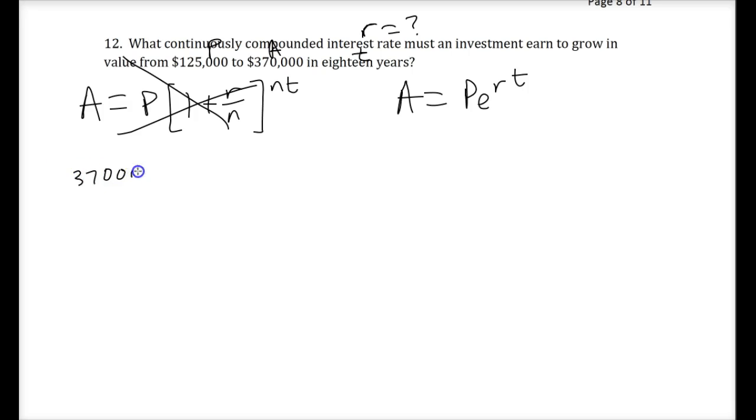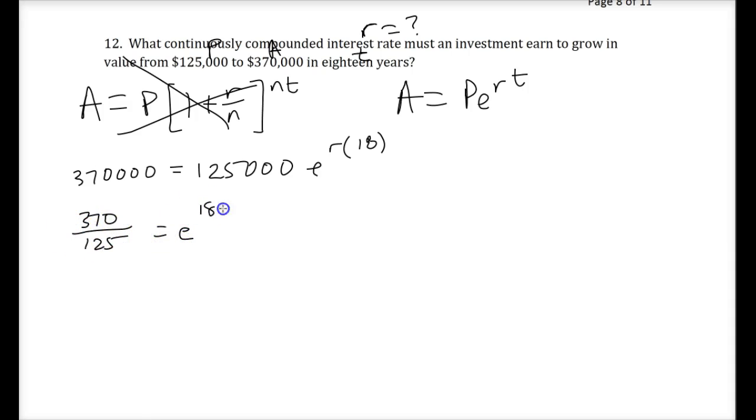So we have 370,000 equals 125,000 e raised to the r times 18. Okay. And if we simplify this, first thing that we can do is divide both sides by 125,000. And so if we do that, we'll get 370 divided by 125 equals e raised to the 18r. All right, so if we keep on going here, we see that 370 divided by 125, that fraction will reduce to 74 divided by 25. And of course, we have equals e raised to the 18r.